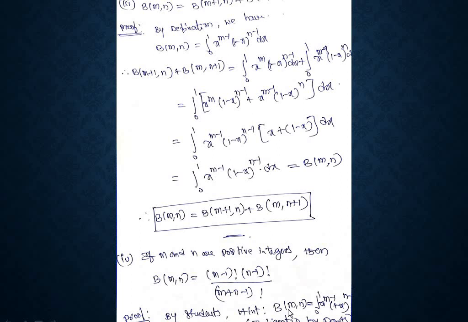The basic definition of the beta function is beta of m comma n is equal to integral 0 to 1 x power m minus 1, (1 minus x) power n minus 1 dx. Take this and use integration by parts here. By using integration by parts, we will get this result. So this is the homework for the students.